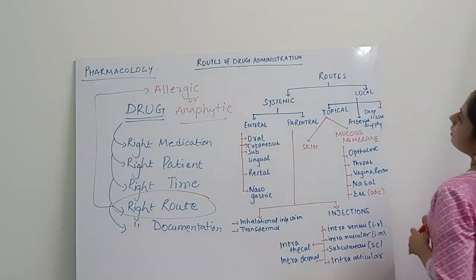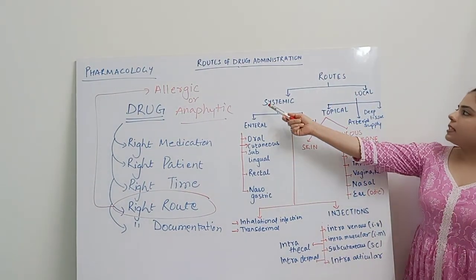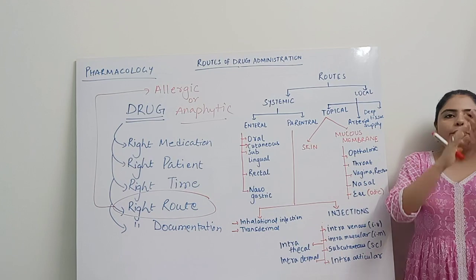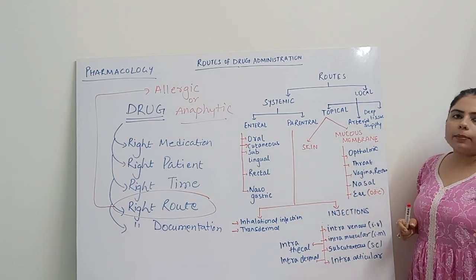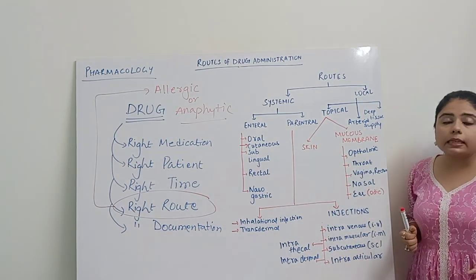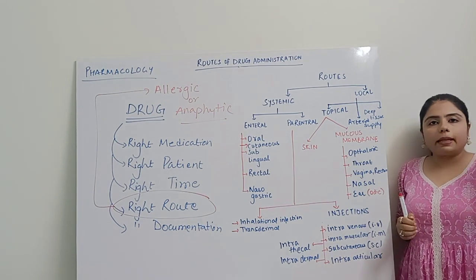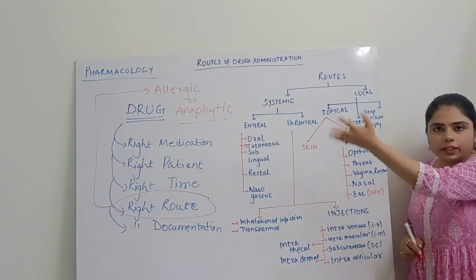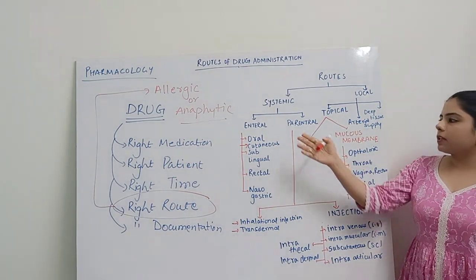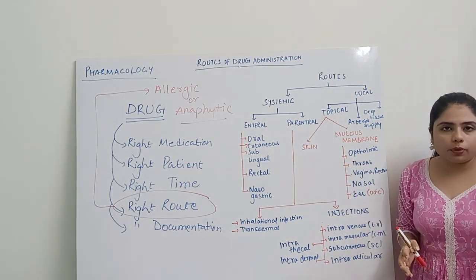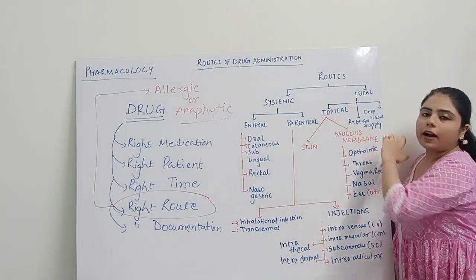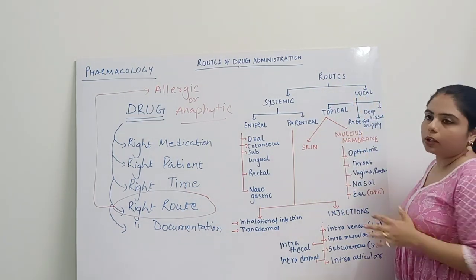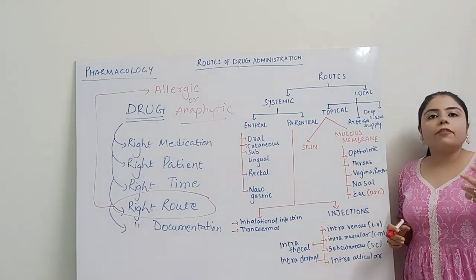Out of the numerous routes of administration, there are multiple ways through which many drugs could be administered. I'm not saying that one drug could be administered in all of these possible ways. We have a specific drug for a different route, right? So routes of administration include systemic and local. First, let's be aware of these terms. What do we understand by the word systemic? What do we understand by the word local?